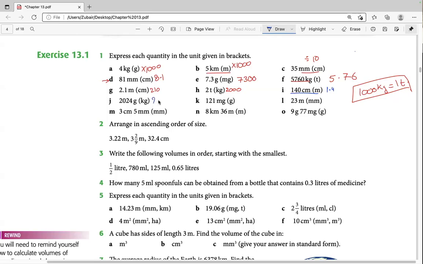2.024. This doesn't look nice. 2.024. Milligrams to grams. So it's going to be 0.121. Yes. 23 meters to millimeters.